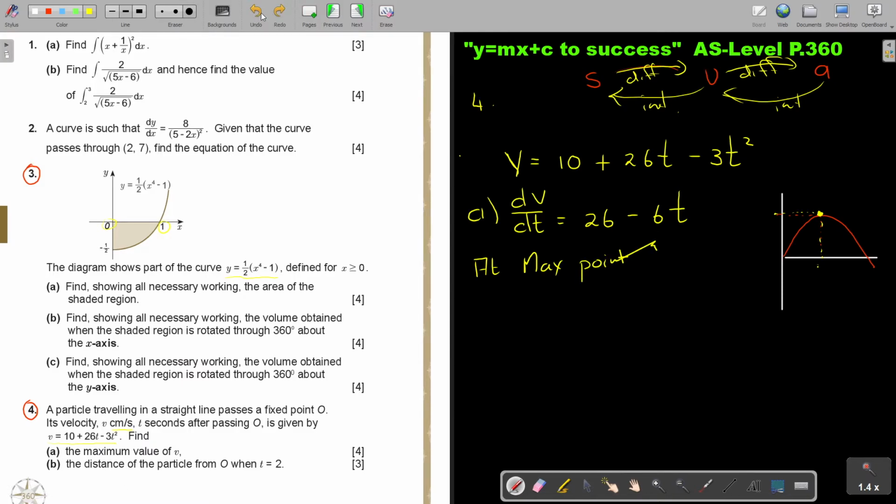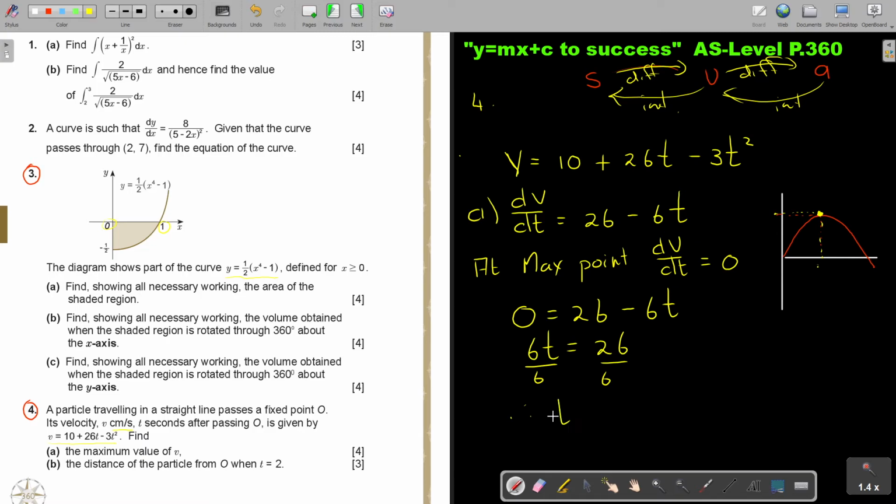Point, dv over dt is equal to 0. So it's going to be 0 equals 26 minus 6t. So 6t equals 26. So divide by 6. So therefore, I found that t is 4 1/3. So there is my t. So that is 4 1/3.